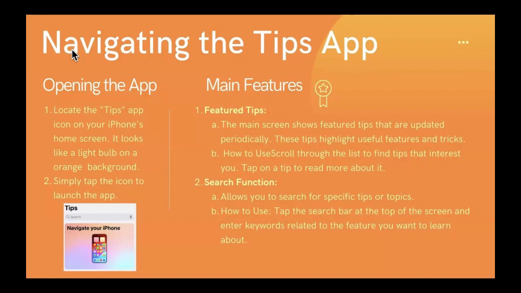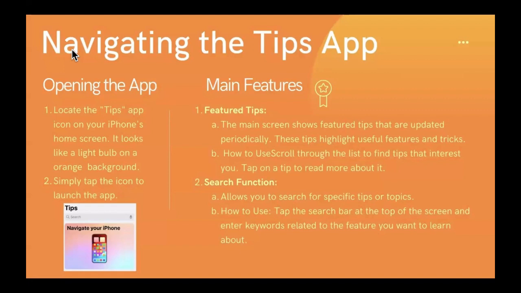But if you're not happy with the things that come up with featured tips, you can also, sorry, I forgot to mention, you can also use the how-to scroll, which is where you go through a list to find tips that interest you. So it's kind of a way of browsing. You would go through a few different options as you scroll down the list. But if that doesn't meet what you're looking for, you can also use the search function, which allows you to use keywords to search for specific tips or topics.